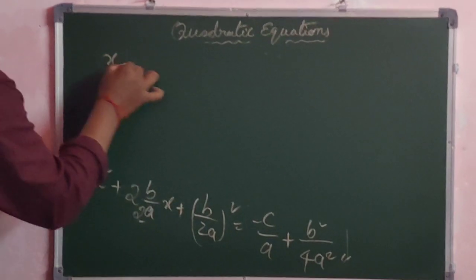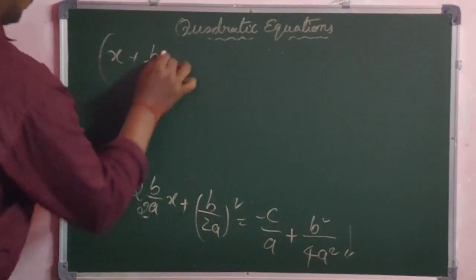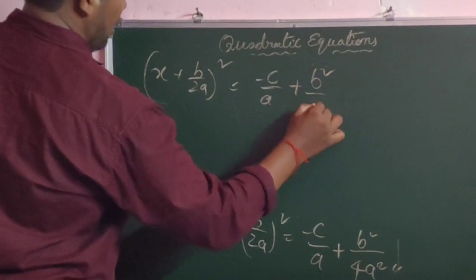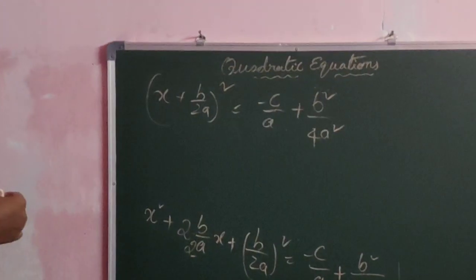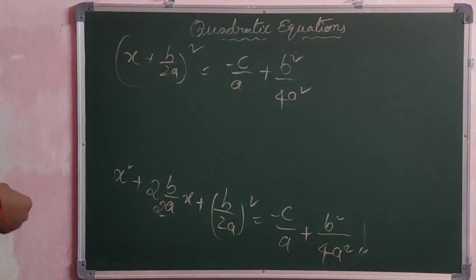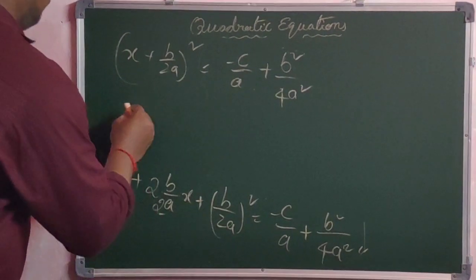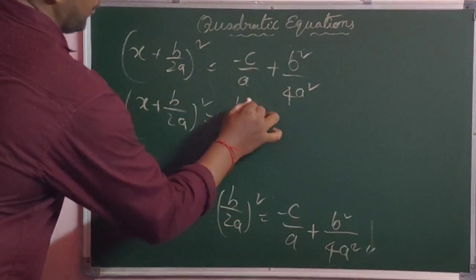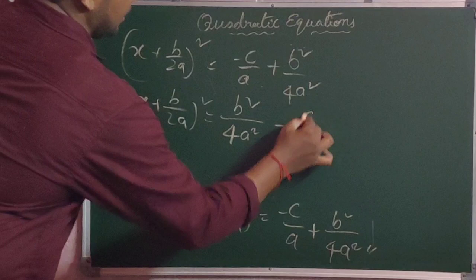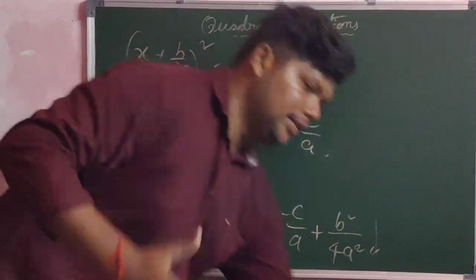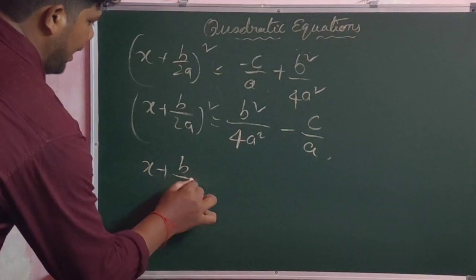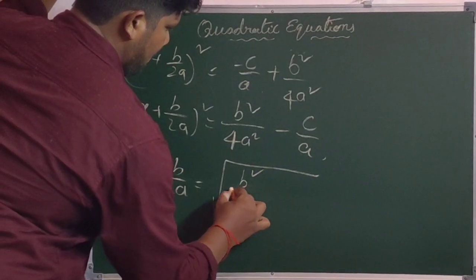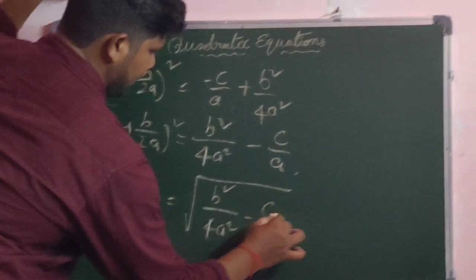The whole square, right? So (x plus b by 2a) whole square is equal to minus c by a plus b square by 4a square. Do you understand? So look, (x plus b by 2a) whole square is b square by 4a square minus c by a. The square goes to the other side, what happens? It becomes a root. x plus b by 2a is equal to root of b square by 4a square minus c by a.